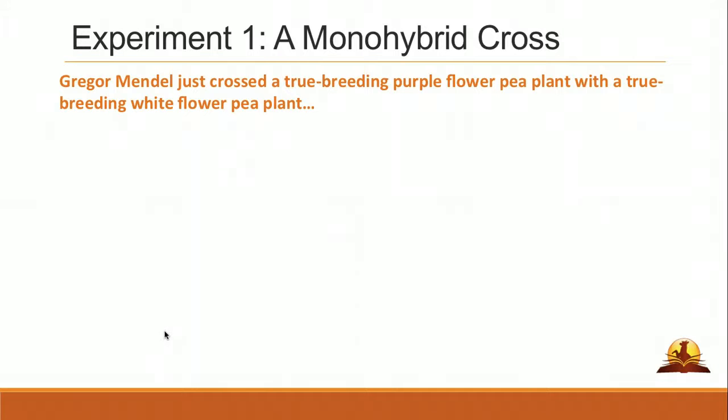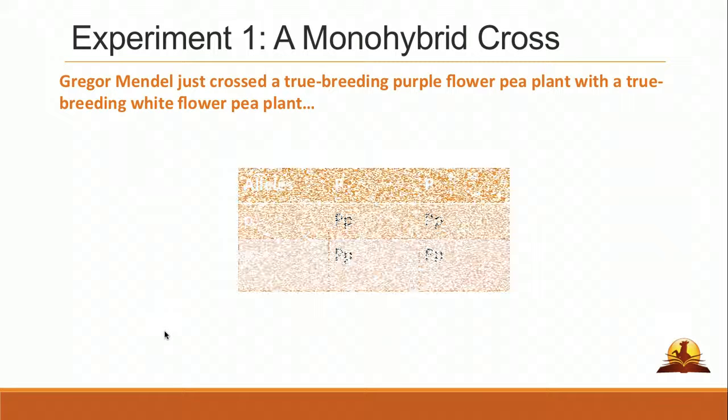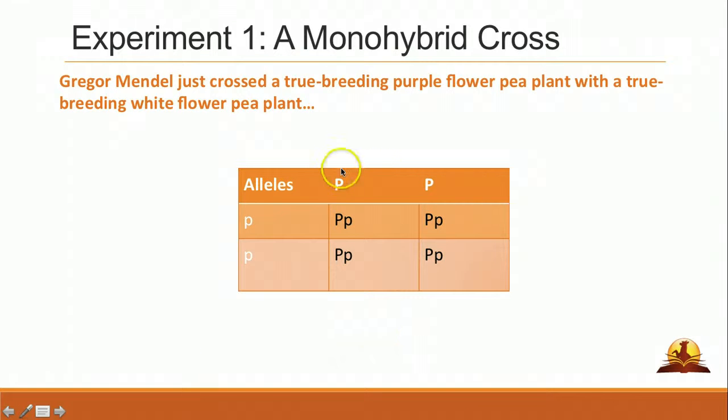So first thing he did was he thought to himself, let me breed a pure purple plant and a pure white plant. So if I do that Punnett square, if I look at the top row, I have a pure purple, capital P, capital P.